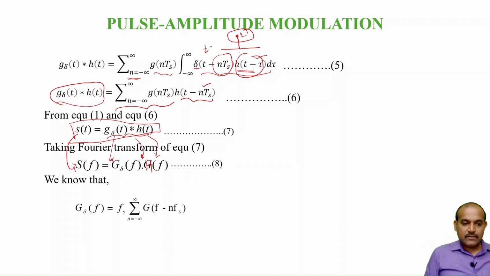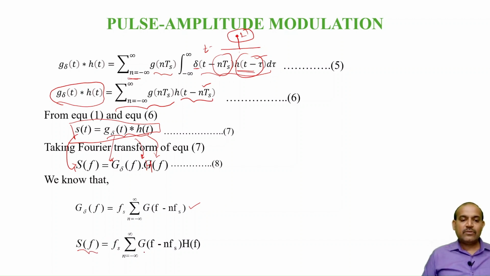So we know that from ideal sampling, we already derived g delta of f is equal to fs into the summation n ranging from minus infinity to plus infinity g of f minus nfs. We know this expression from the previous video, so we have derived this. Now, how does this pulse amplitude modulation look? The output, the sampled wave or the modulated wave, s of f, is equal to fs into g of f minus nfs. This will be as it is.